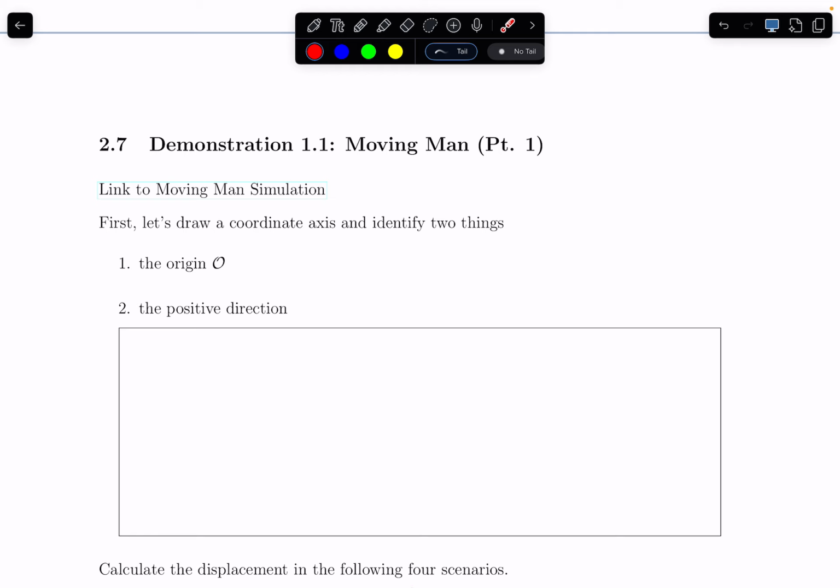Everyone has access to this now, right? Yeah, like the notes. Yes.